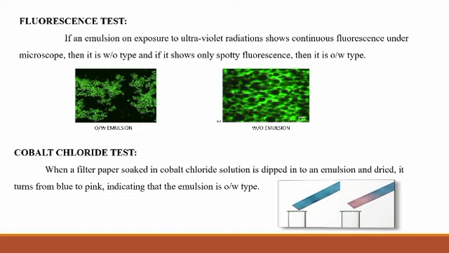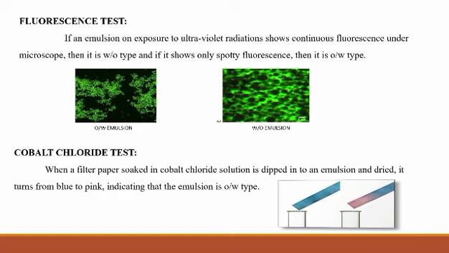In this cobalt chloride test, first we have to take the filter papers. We soak the filter paper in the cobalt chloride solution, dry it, and then take that filter paper. We dip one end of the filter paper in the emulsion and keep it to dry.